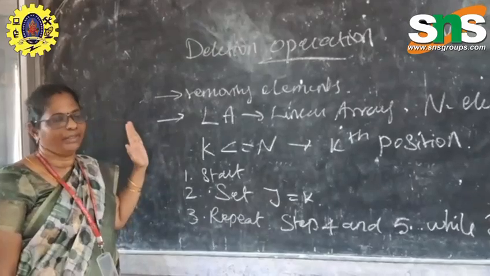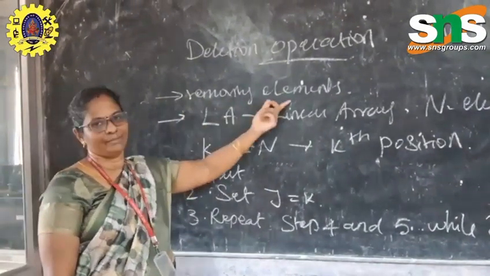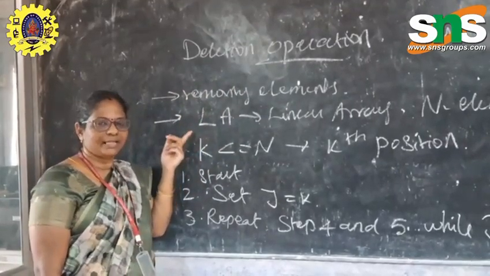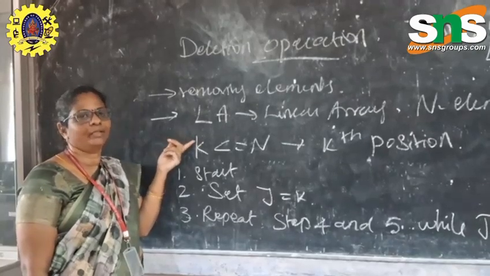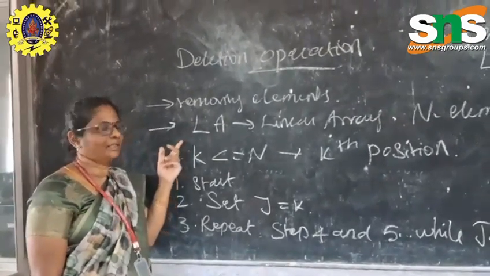It's the main thing in this one. From the list we have to remove the elements. That is called a deletion operation. The given list contains certain elements, and from that we have to delete one element at a time. Only one element will be deleted at a time.